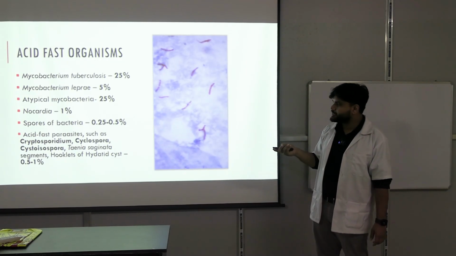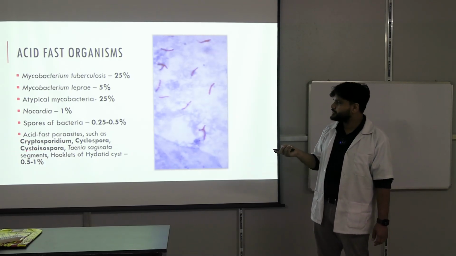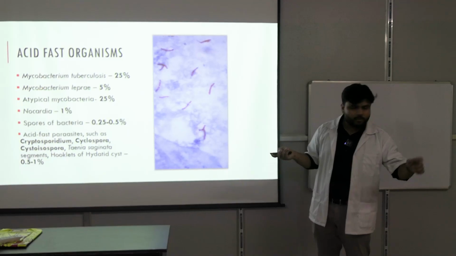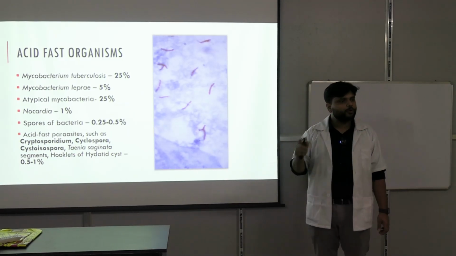And other acid-fast parasites such as Cryptosporidium, you have already learned about this. Cyclospora, Cystoisospora, Taenia saginata, you know about this now. Nucleus of hydatid cyst, okay. For these also we have to use 0.5 to 1%.